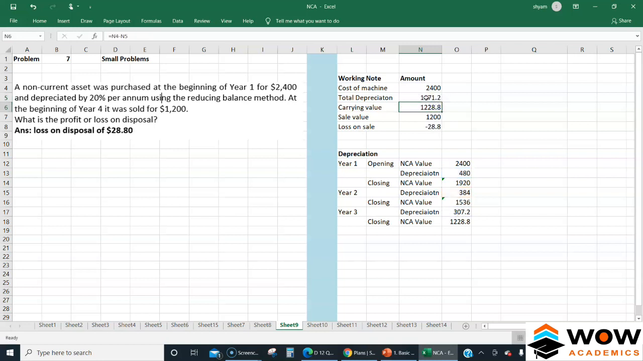So the asset value is 1228. So this is the carrying value. Okay, so this carrying value has been sold for 1200. So 28.8 is the loss on disposal.